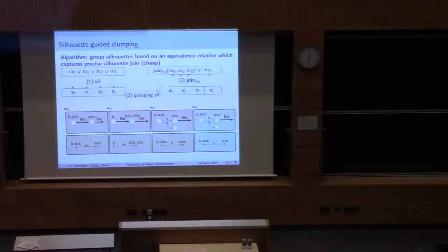As an example, to perform clumping on these four abstract states M0, M1, M2, and M3, we first compute the silhouette for each of them, which is shown below. Then we can group the first three silhouettes together because they can be joined precisely, and leave the other silhouette alone. Correspondingly, we get a grouping for abstract states. Then we can join the first three abstract states together and leave the other one alone. By this joining, we reduce the disjunct number from 4 to 2.